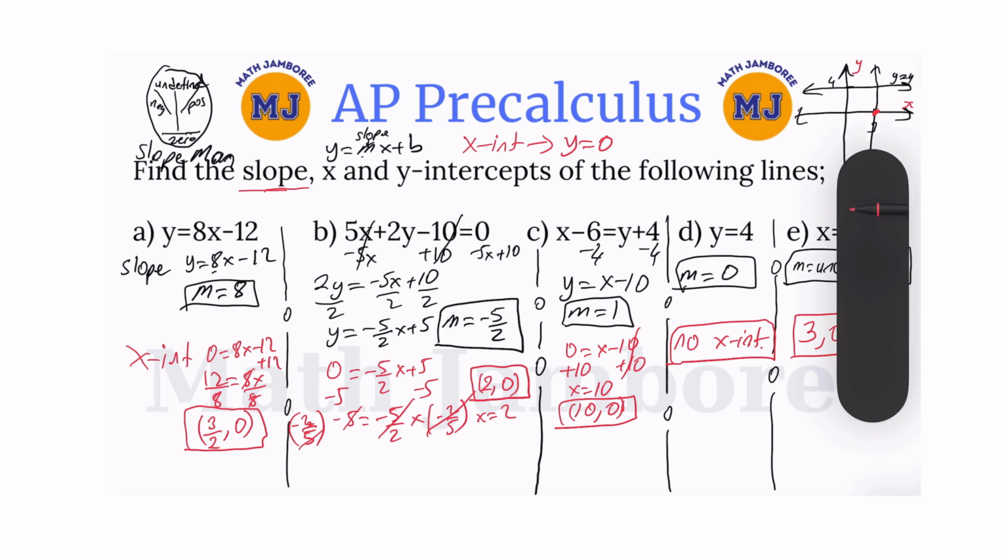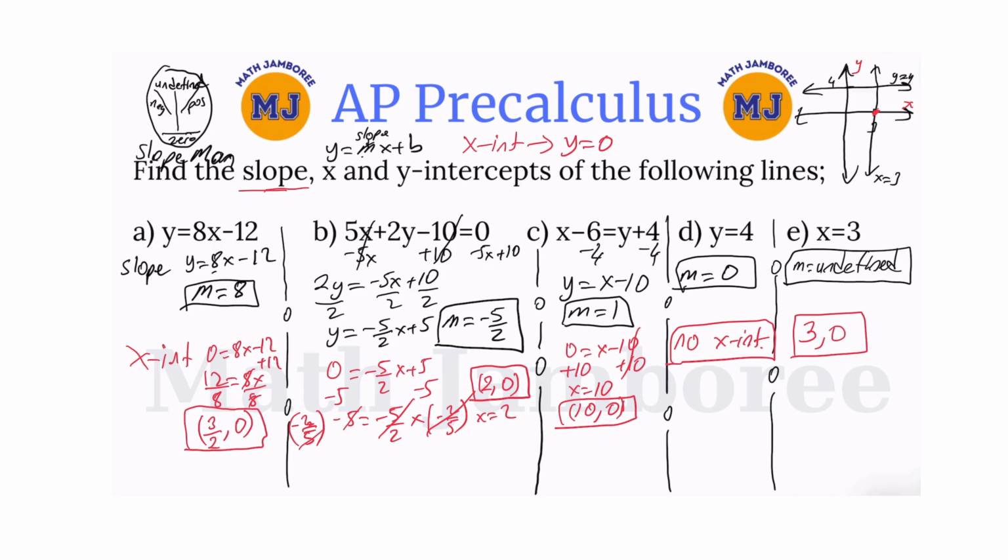And for the y-intercept, I will use the color blue. To find the y-intercept, we just give 0 to x, because the y-intercept is on the y-axis, so the x value will be 0 because of the origin. When you give 0 to x here, the y becomes automatically negative 12. So the point here is 0 and negative 12.